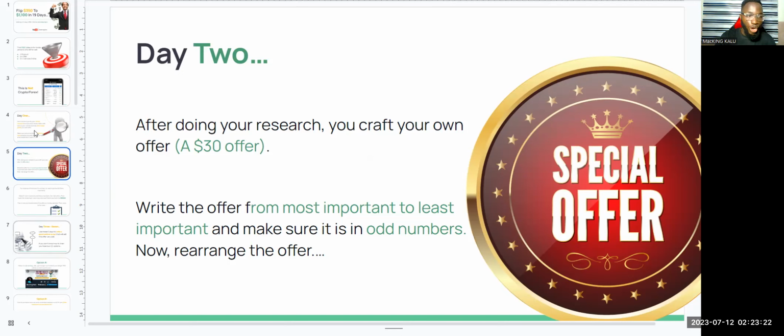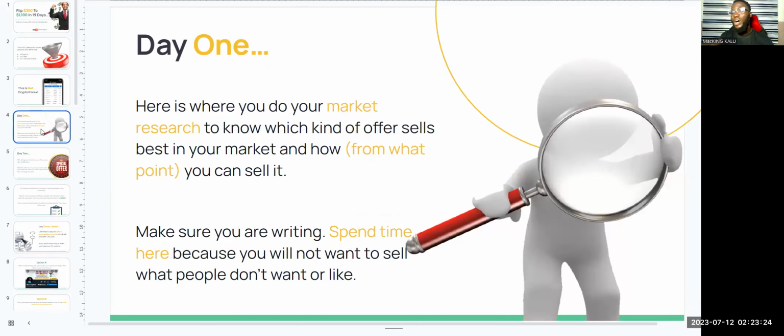So on day one, you are not crafting out an offer. You are researching what will sell in the market. You are researching problems that you can create solutions for in your market, and how you can sell these solutions. That's what you are doing on day one.